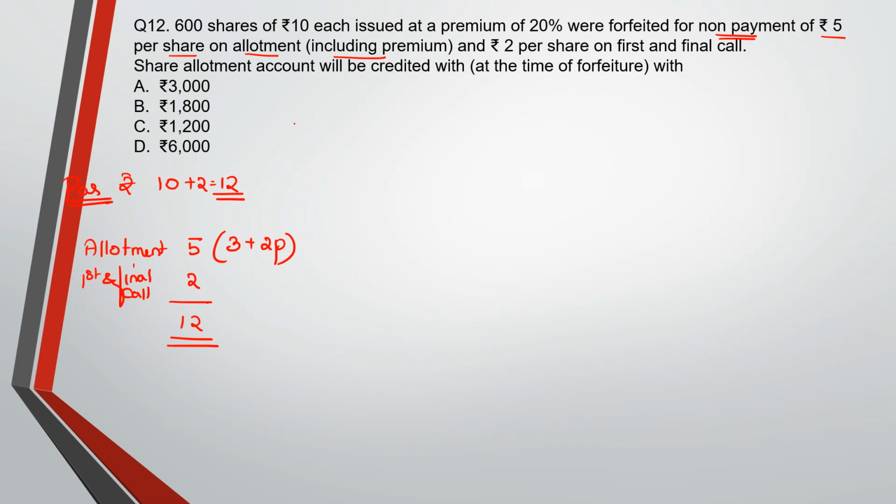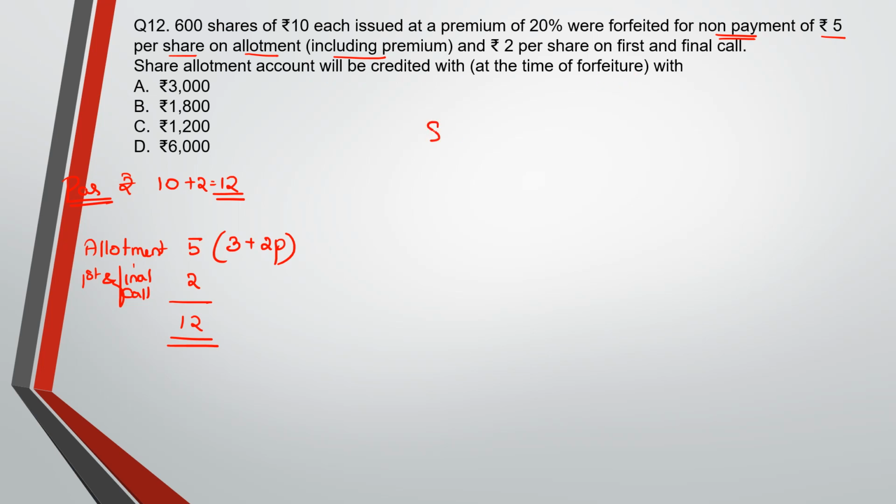But before that, let us see what they want to calculate. Just don't go about calculating. Just go and see what is required in the question, and don't waste time, because this is MCQ based. You have to be fast in calculation. They have asked us, share allotment account will be credited with, at the time of forfeiture, with what amount?